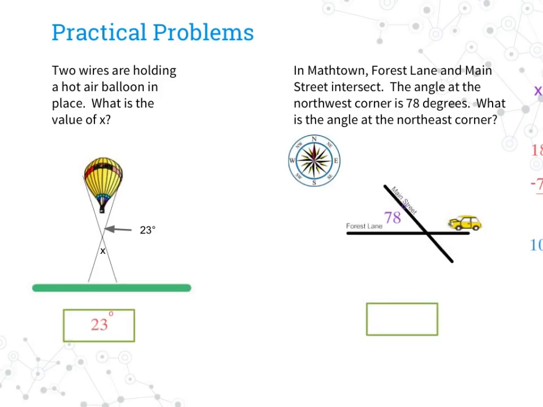Then I'm looking for the one that is northeast. So again, I'm going to look at northeast on my compass. That appears to be right here. So I've got my 78 degrees labeled and my x labeled. And I notice that those two angles make a straight line. So they're going to be supplementary. They're going to equal 180 degrees. To figure out what x is, I'm going to take 180 minus my 78 degrees. And when I do that, I'm left over with 102 degrees. So my answer is 102 degrees.